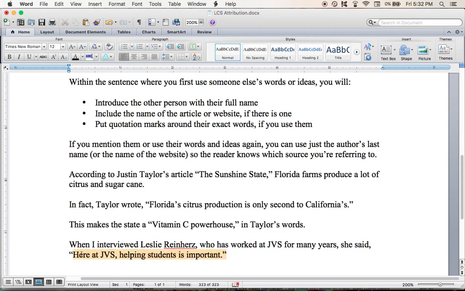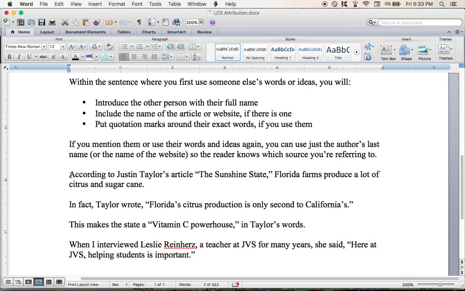So again, you put quotation marks around the words that come from somebody else, that somebody else said. And the first time that you mention this outside source, you give their full name, right? And in addition, I want you to give a little bit of information about why are we even listening to this person? Why did you choose to interview them? You need to give that information too. So this very briefly says who she is, a teacher at JVS for many years. And still, because you're using a complete sentence of hers, you have a comma, and then you have her sentence inside quotation marks. And as you can see, there are a couple of different ways of introducing a sentence that was written by somebody else.